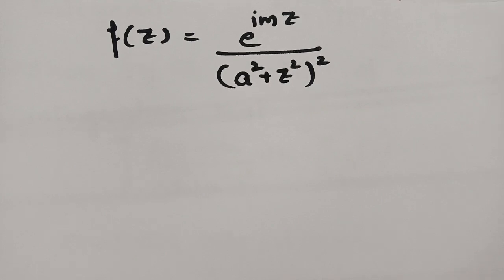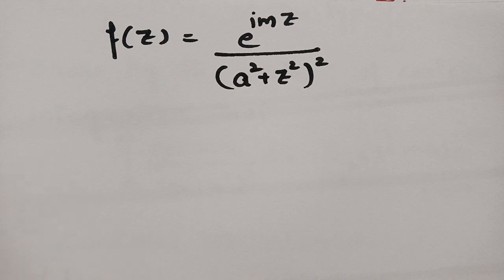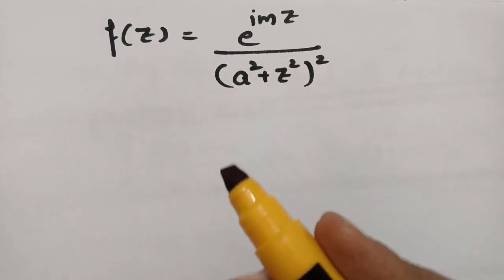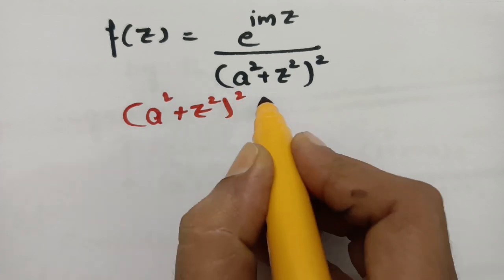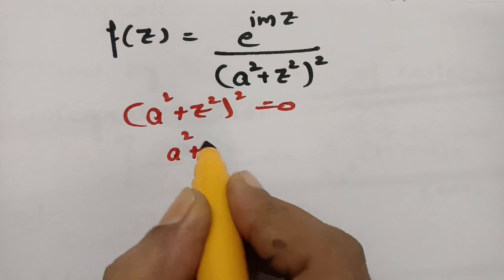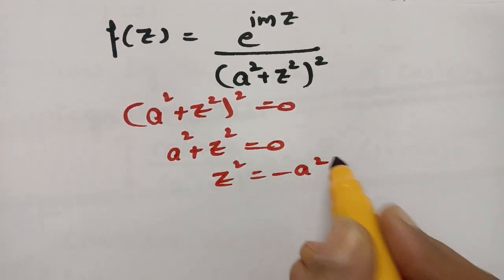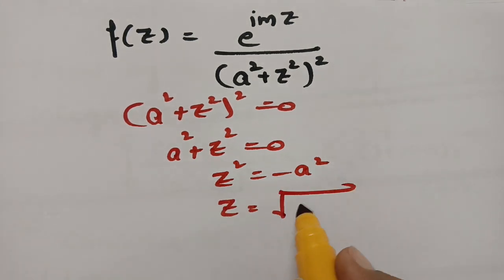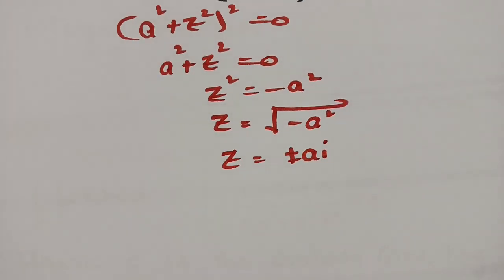In order to use the residue theorem, we have to find the poles. For finding the poles, as usual, we equate the denominator to 0. The denominator is (a square plus z square) whole square equal to 0. If I send the square to the other side, it becomes 0. That is a square plus z square equals 0. z square equals minus a square. z equals root over minus a square, z equals plus or minus ai. Clear? So we got two poles.